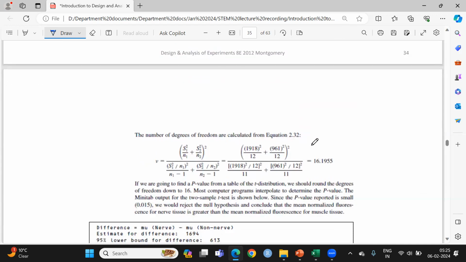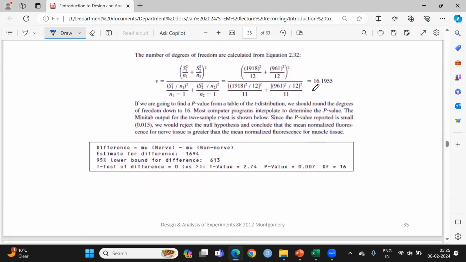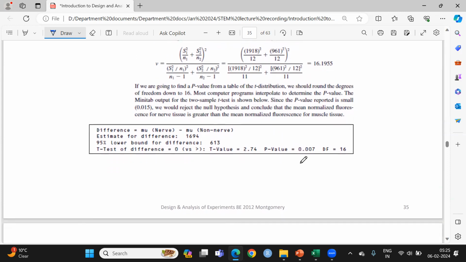The criteria are the same. Whatever test statistic value we got from here, we will compare it with the tabulated value of t. We can also derive the p value, and based upon the p value we will draw our conclusion. And here from this analysis we got the p value as 0.007. So one can easily see that there is a significant difference between the means of the two groups. Clear?